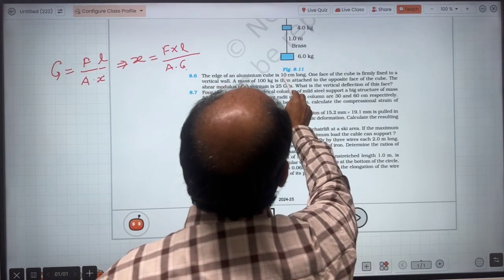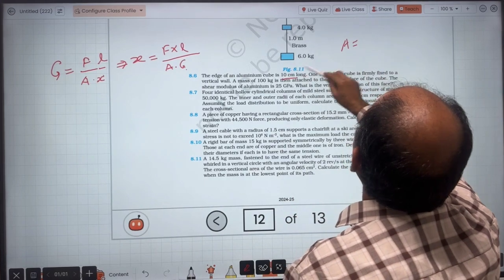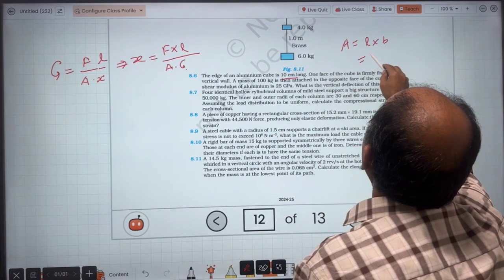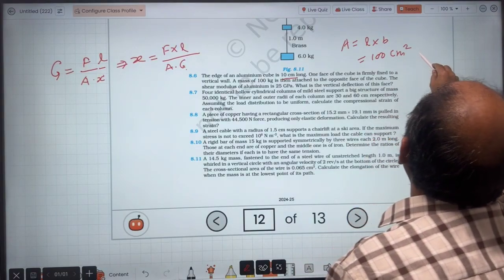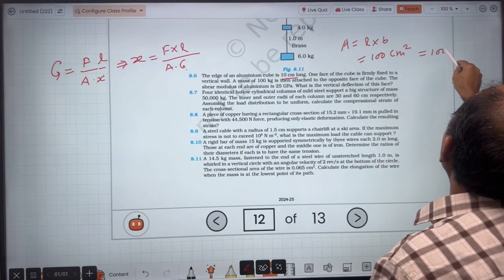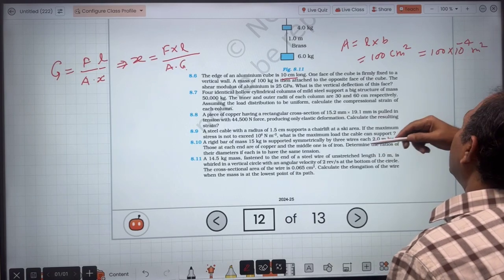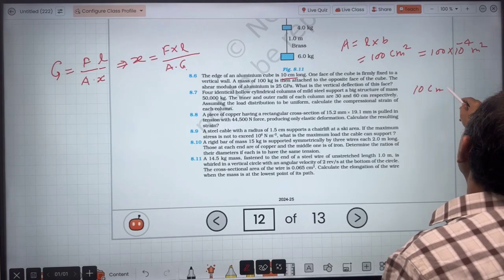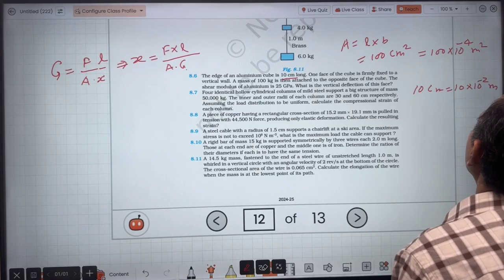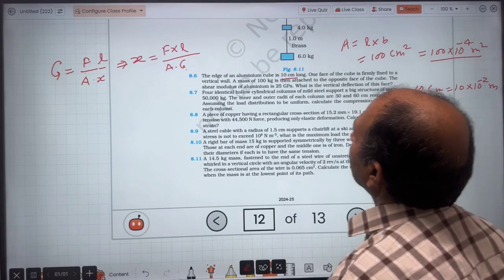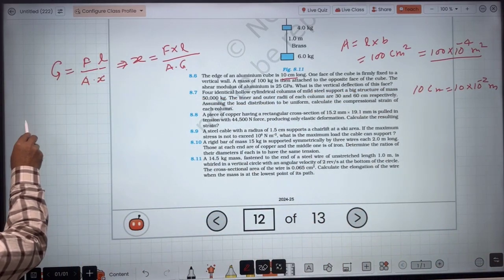And as far as area is concerned, from here this is a cube, so area will be equal to length into breadth, so 10 cm, so 100 cm square, or 100 into 10 to the power minus 4 meter square. Did you understand? 10 cm means 10 into 10 power minus 2 meter. If you square it, you will get this much. So you have got the area, every information you have.